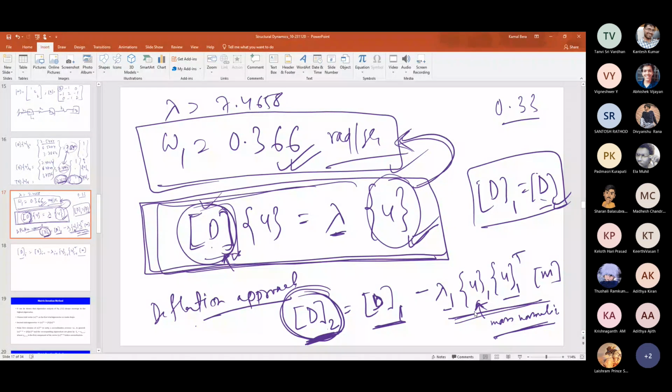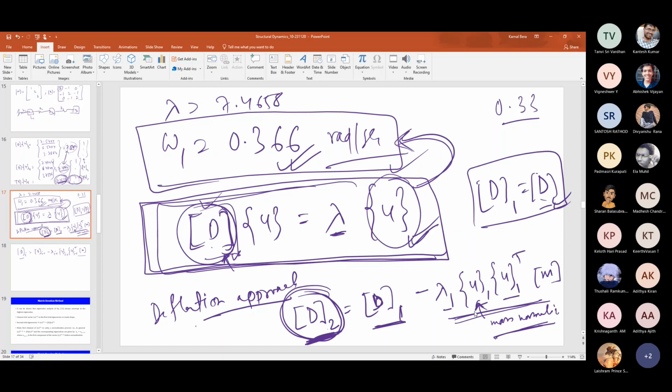Is the method interesting or not? Yes, sir. So that is called the matrix iteration method.